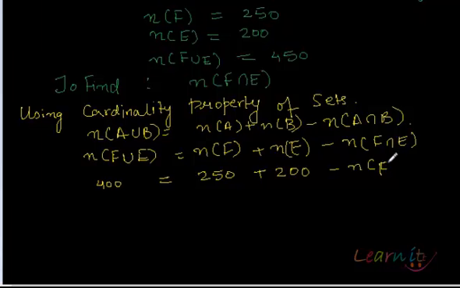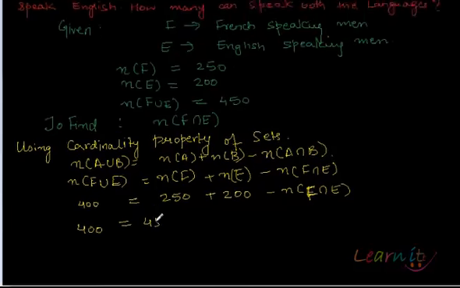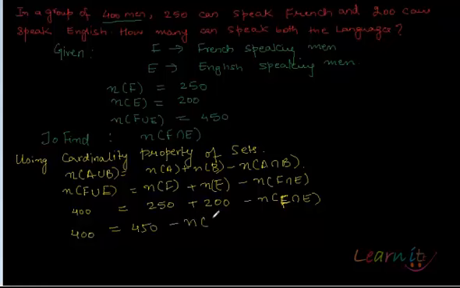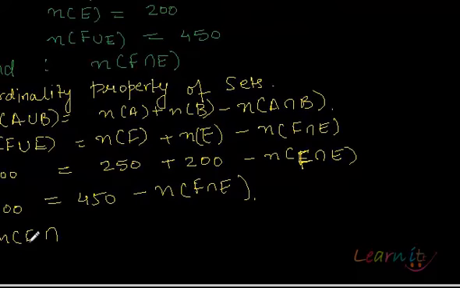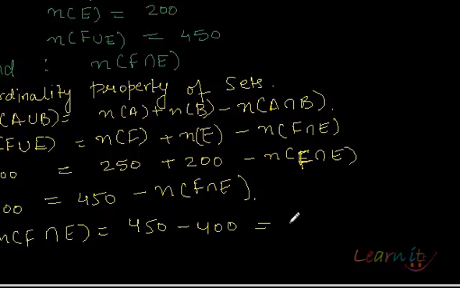So how many of them speak both? Essentially, it would be 450 minus n(F intersection E). So this implies n(F intersection E) equals 450 minus 400, which gives 50. So there are 50 men who can speak both the languages.